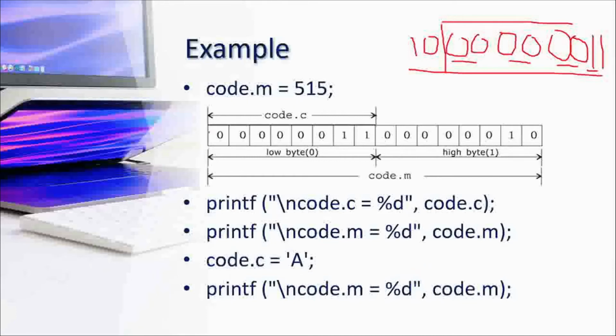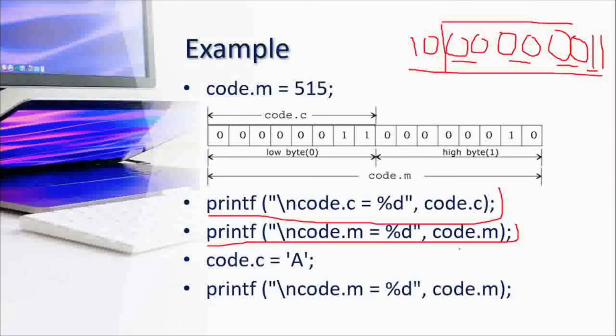Inside the first byte, the allocation is 0 0 0 0 0 0 1 1. If we convert this into decimal, it will be 3, since 1 1 in binary represents 3 in decimal. So what we will get on printing this line will be 3. And if we print code dot m, then obviously we will get 515, but c will be only 3. So that is the difficulty.